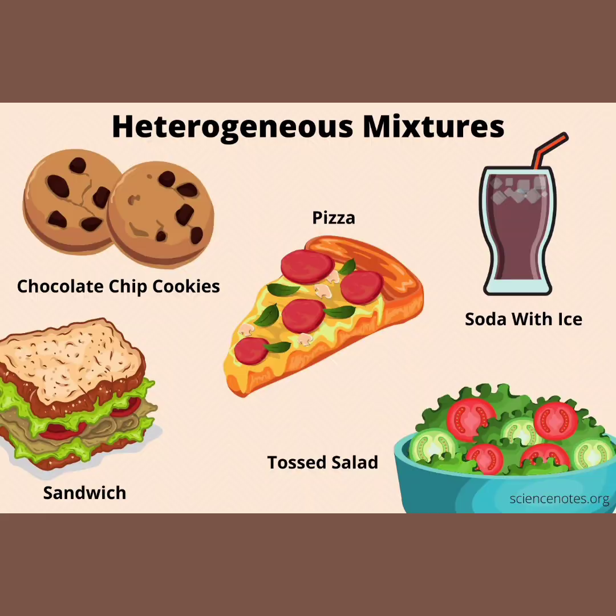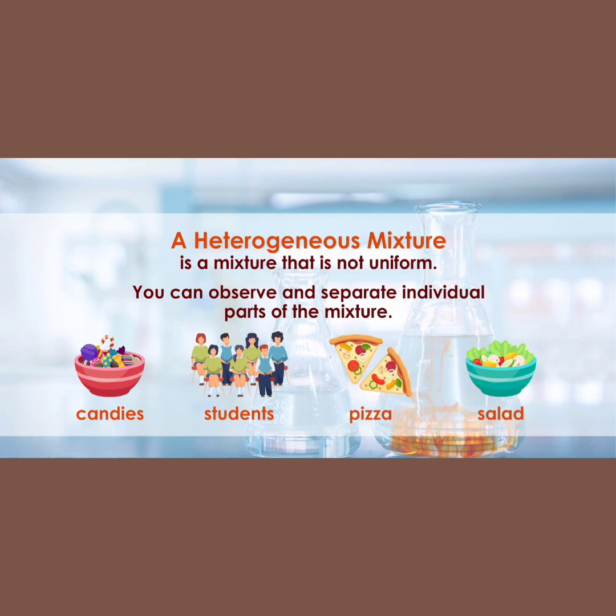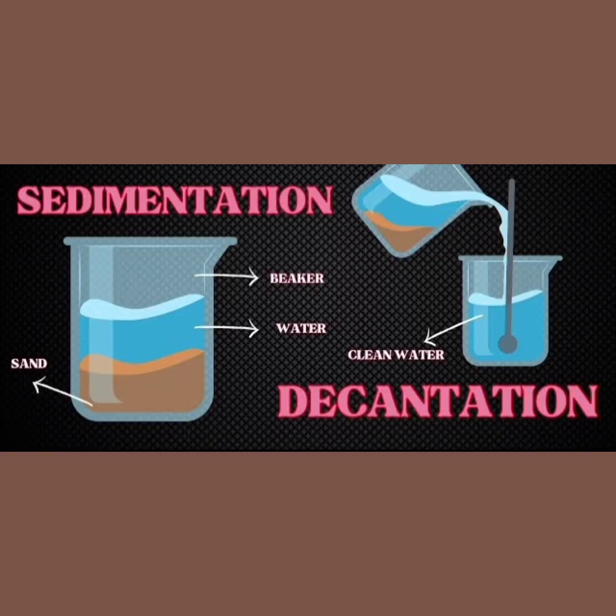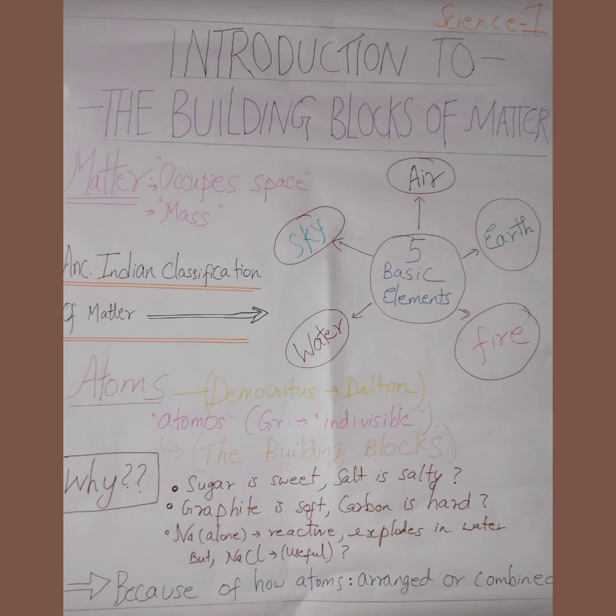The second type is heterogeneous mixture. Here, the components remain separate, not uniform, like sand and water. You can separate them by filtration, decantation, sedimentation, handpicking, sieving, centrifugation. So, in short, we can separate those by physical methods and other methods as well. So, that's all for today's introduction to the building blocks of matter.